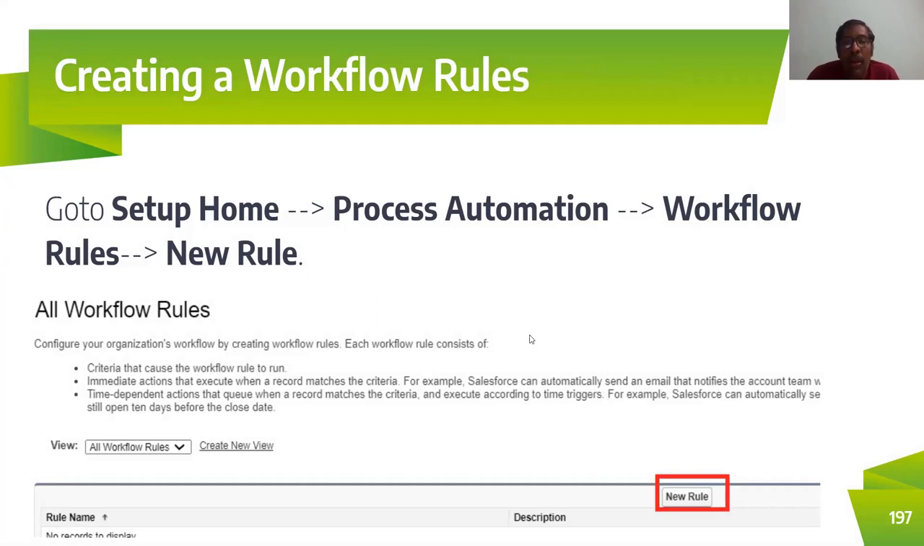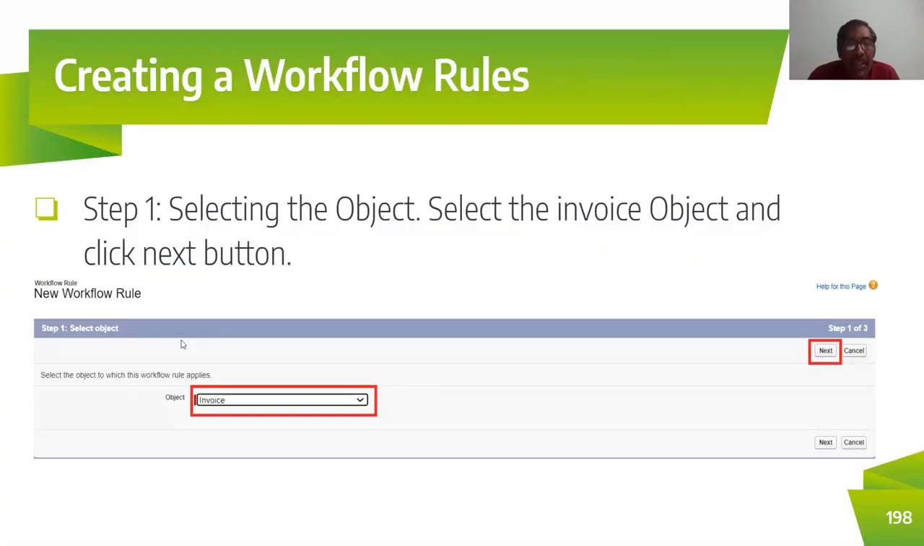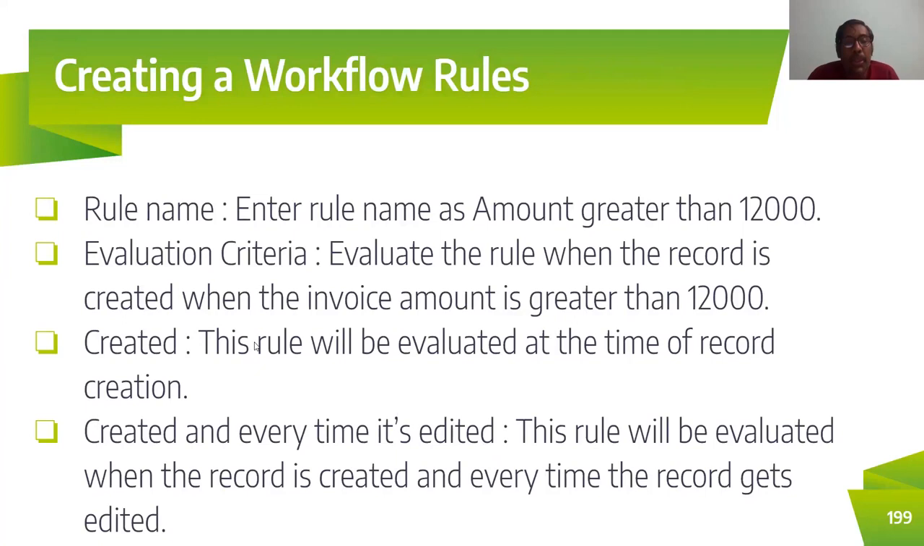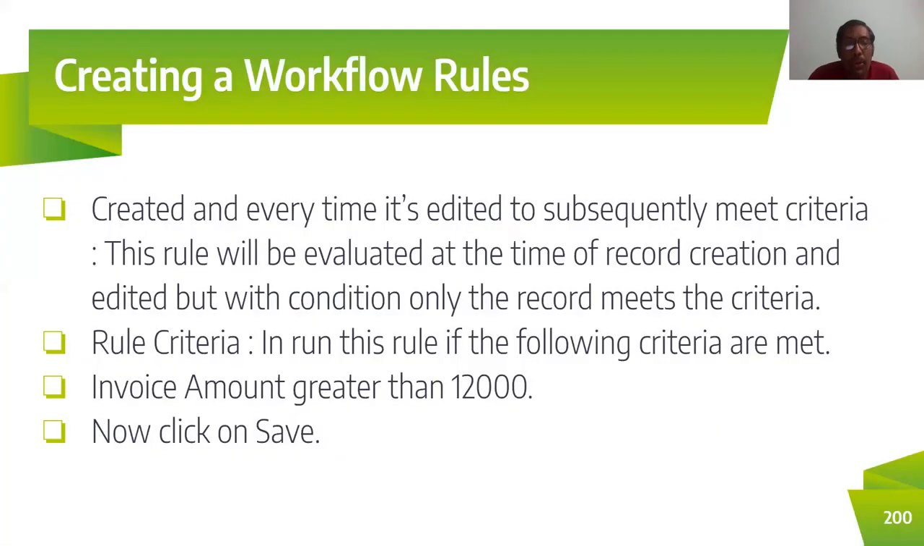Again, you go to the workflow rule, click on new rule, and select the object. Here you're going to select the custom object and click on the next button. Then you specify the rule name and evaluation criteria, whether it's created, or created and every time it is edited, whichever option you want, you have to select it. Then you specify the rule criteria.